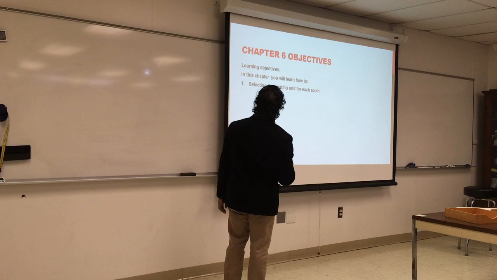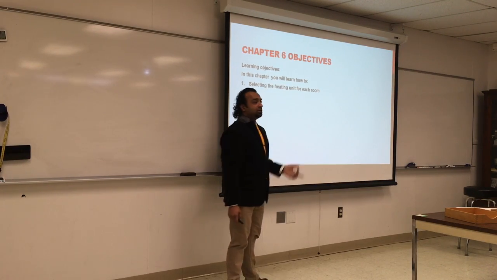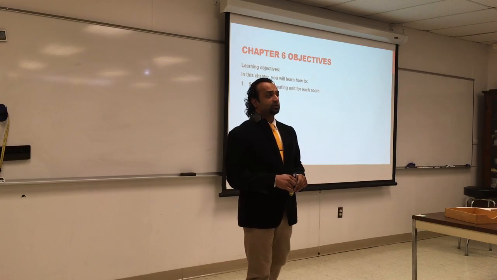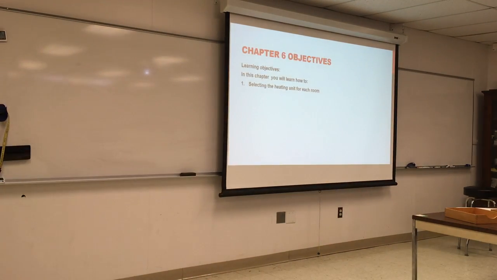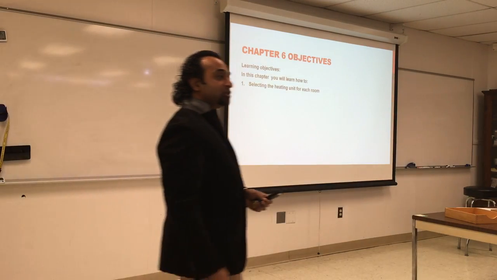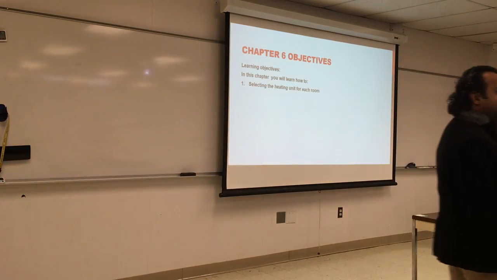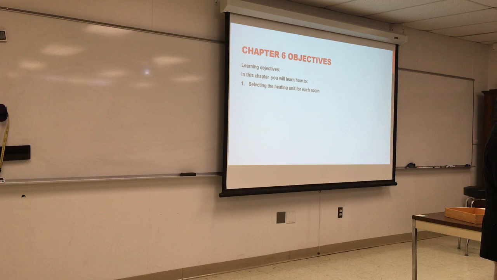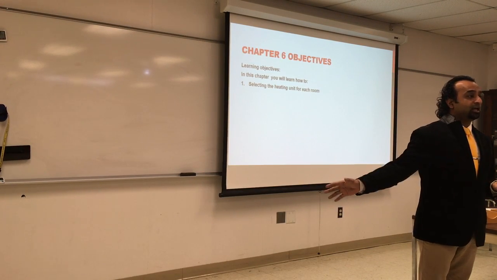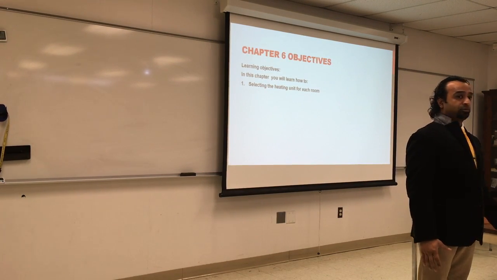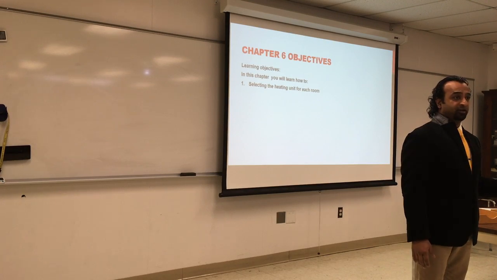So we will learn first, selecting a heating unit for each room. What do I mean by that? Radiators. How big is the radiator? Is it good enough? Maybe I need a kickboard. Maybe I need a convector. As you see, some rooms are small, some rooms are big. You want the correct heat distribution. If the room is huge and you put the convector or the heat only on one side, it will take a long time for it to distribute throughout the room, and probably you have to put a fan.